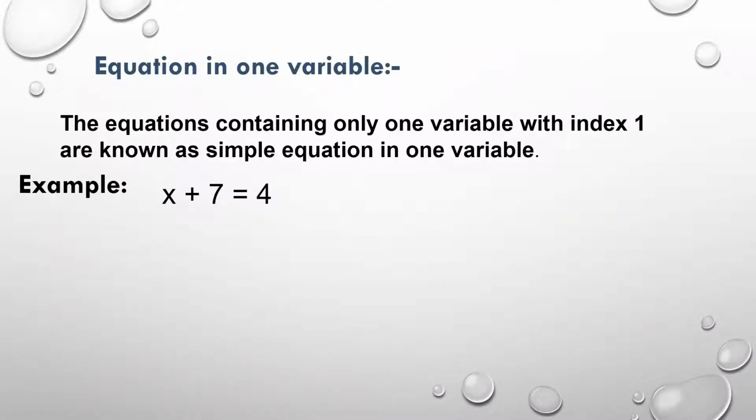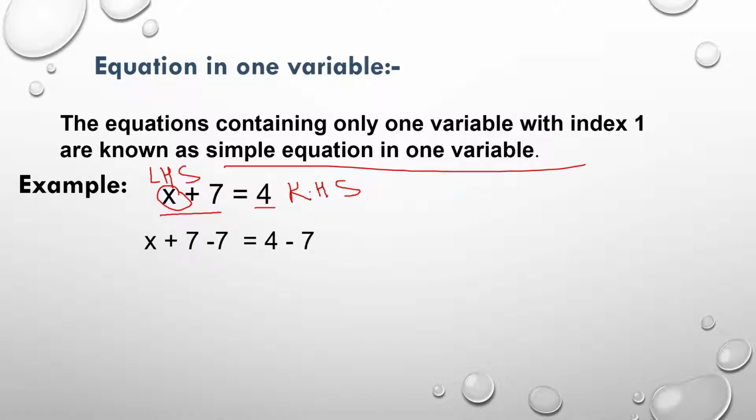Now let us solve the equation in one variable. An equation containing only one variable with index 1 is known as a linear equation in one variable. For example, now see here, x plus 7 is on the left hand side and 4 is on the right hand side. Now we have to find the value of x and you have to remove this plus 7. So on both the sides what you are doing? Subtracting 7.